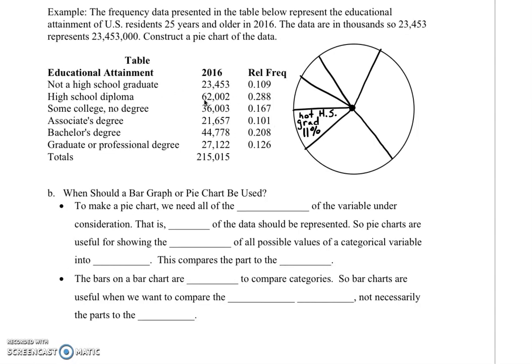Okay. If we look at the high school diploma, that's by far our biggest. That's like 29%. So that should be a little bit over a quarter of the circle, maybe closer to a third. So high school diploma can go in the big sector, and we'll put 29% there.